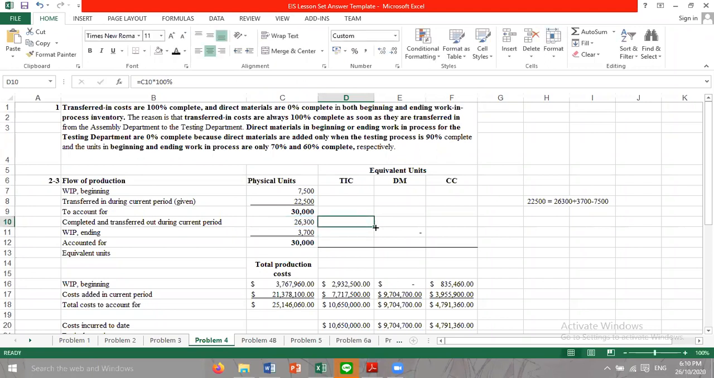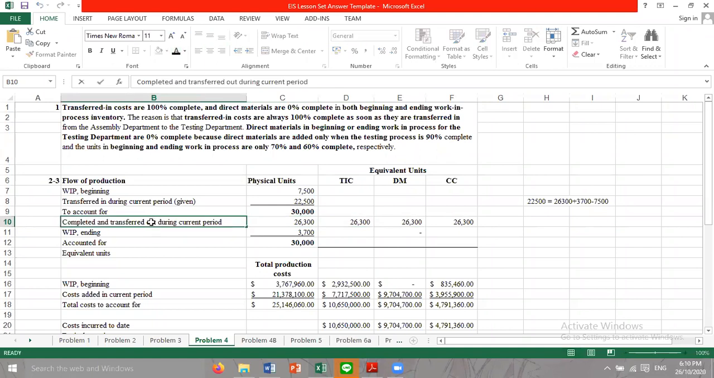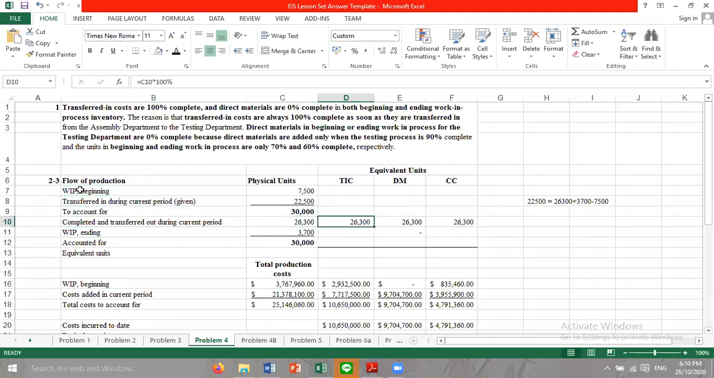And we'll get equivalent units for transferred in cost, direct materials, and conversion costs, since this is completed and transferred out during the current period. And remember, since we are using weighted average, we assume that beginning work in process inventory is considered as completed and transferred out, or we classify them as one in weighted average.